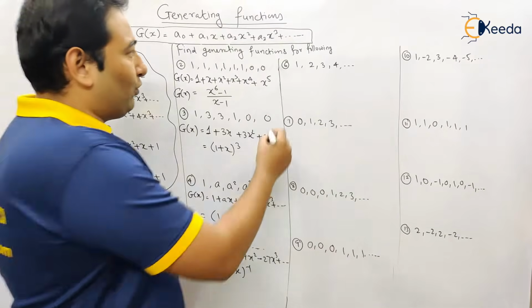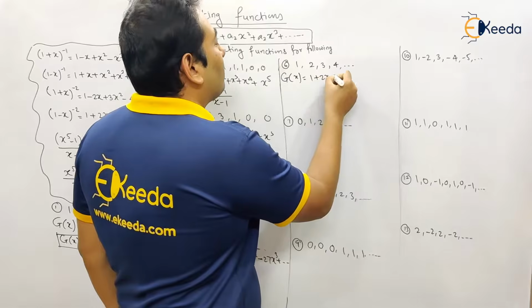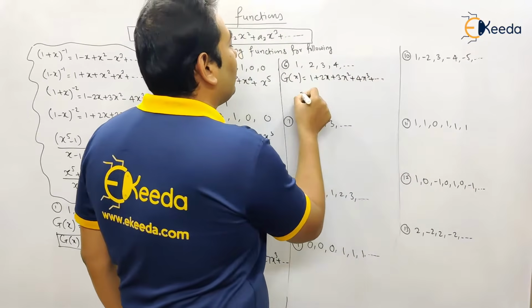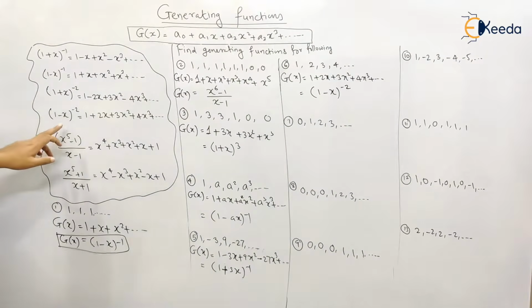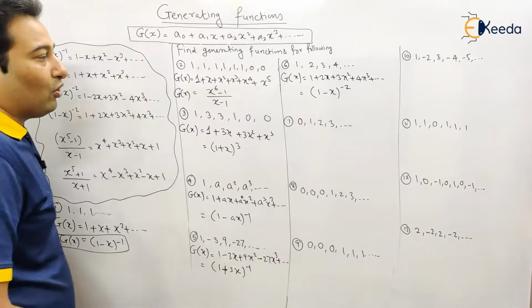Next, 1 2 3 4, this is the next problem. 1 plus 2x plus 3x square plus 4x cube plus dot dot dot. This is a very simple, direct formula, 1 minus x raised to minus 2. See here, both are minus, everything is plus. So 1 plus 2x plus 3x square plus 4x cube plus dot dot dot.